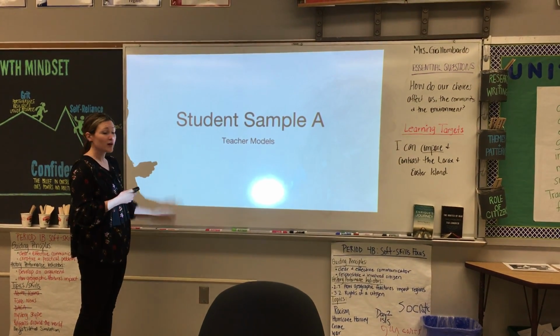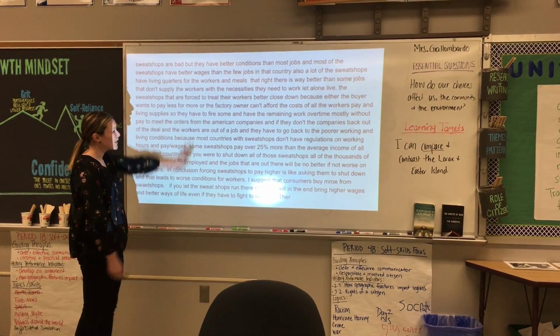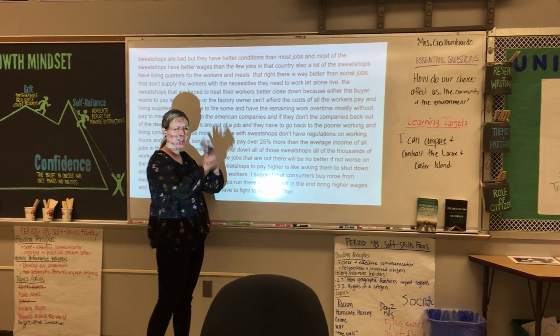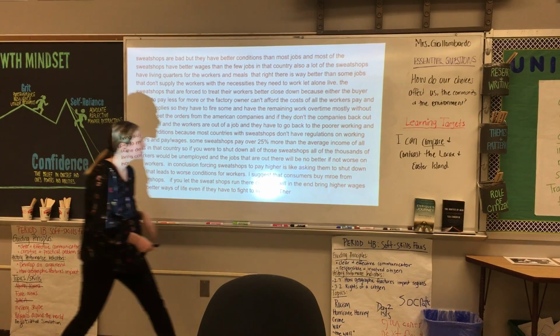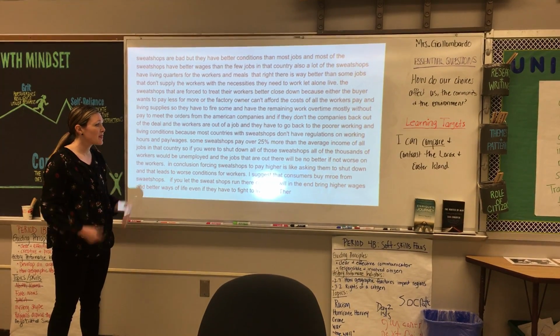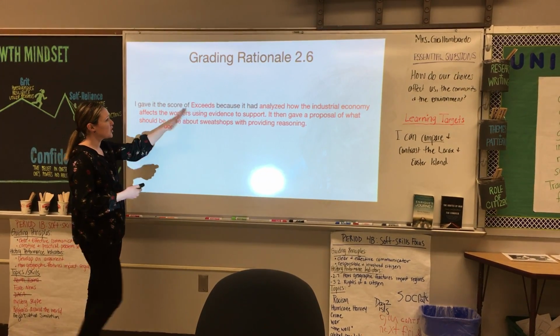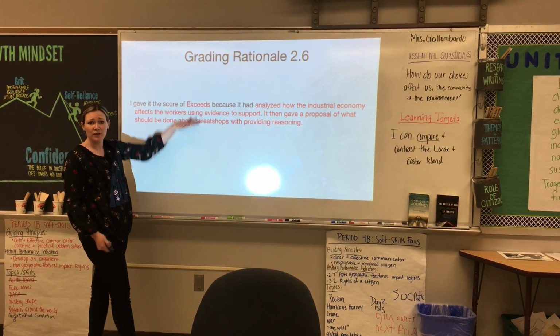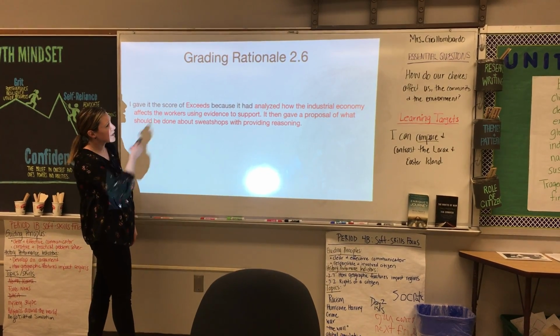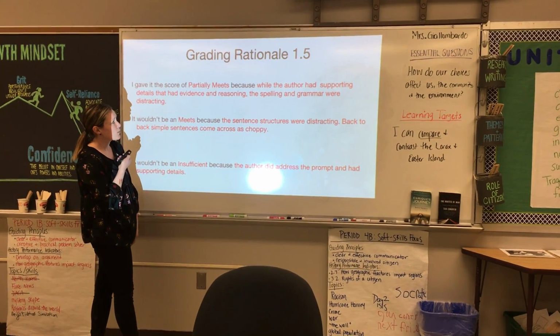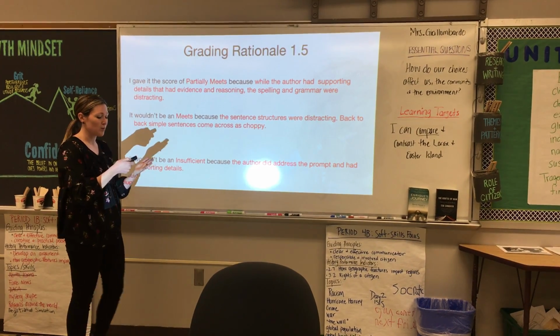I then model the very first time I do it. They have a copy of this at their tables, but I also like to project it so I can underline stuff. I read it to them, and then I give them my rationale. So I project why I gave them an exceeds with my reasons why on indicator 2.6, and why I gave them a partially meets on the other rubric.